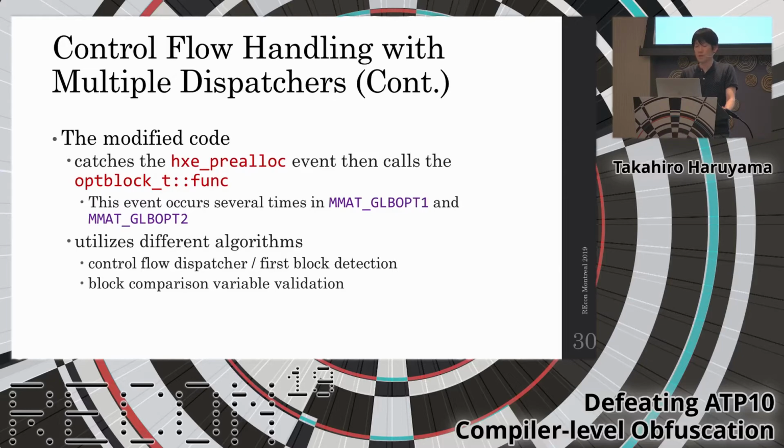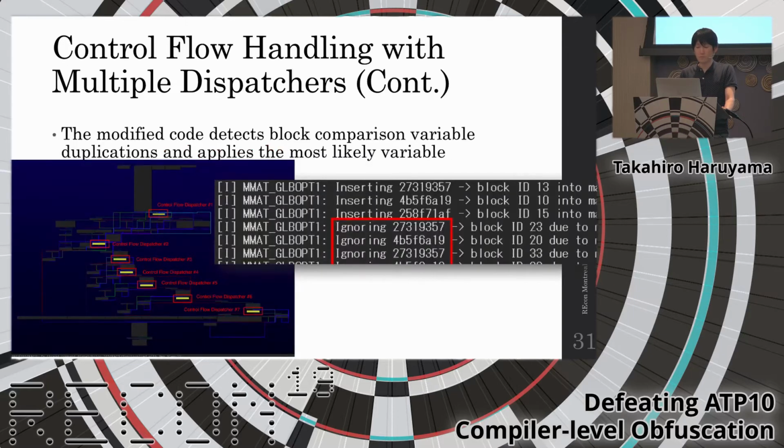It catches the specific event, HXE_PREOPTIMIZED, that is the final event for optimizations, then calls the optblock_t callback function several times. Usually, a block comparison variable is unique in one function, but a few functions with multiple control flow dispatchers have duplicated variables. So the modified code detects the duplications, then applies the most likely variable in the selected dispatcher by validating the block numbers.